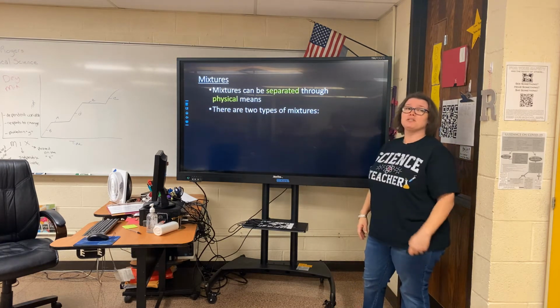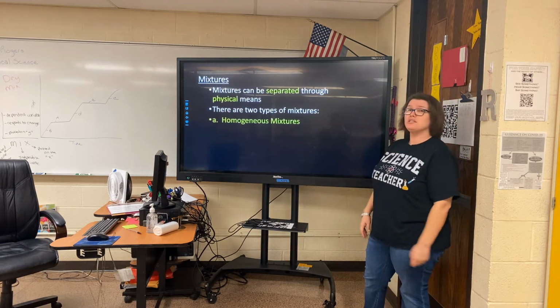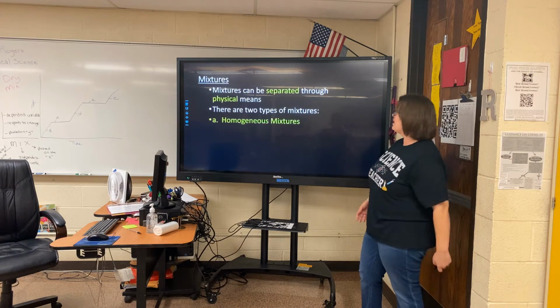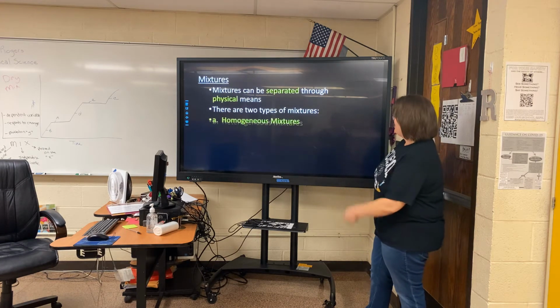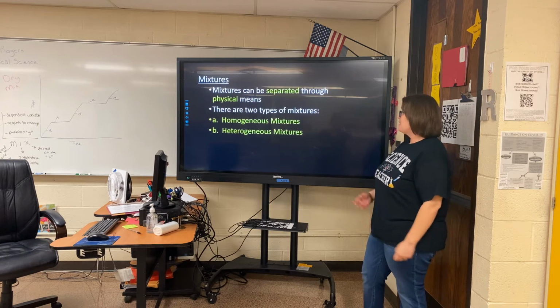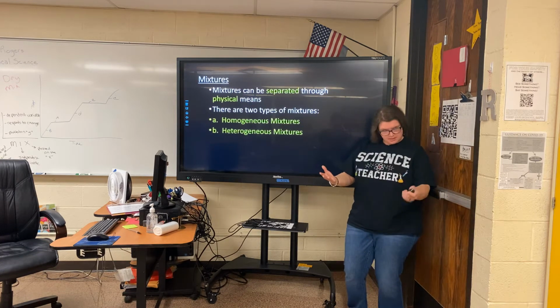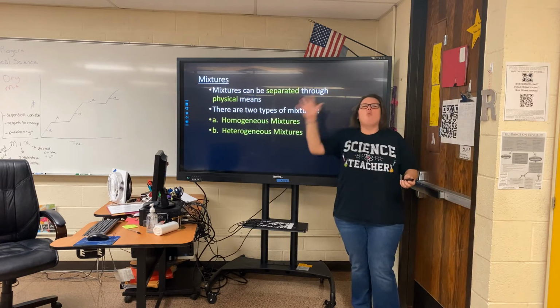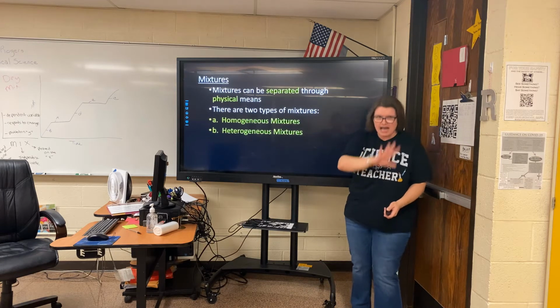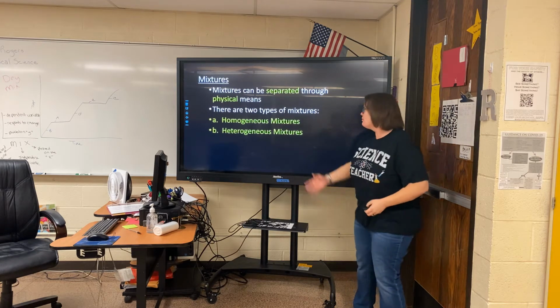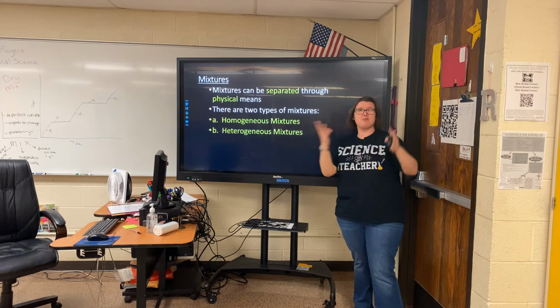There are two types of mixtures. Homogeneous, homogeneous. Ms. Rogers likes to say homogeneous, which is correct. And then heterogeneous. Homogeneous means that it all looks like one complete item. It looks the same throughout, whereas heterogeneous looks like there's different parts to it.